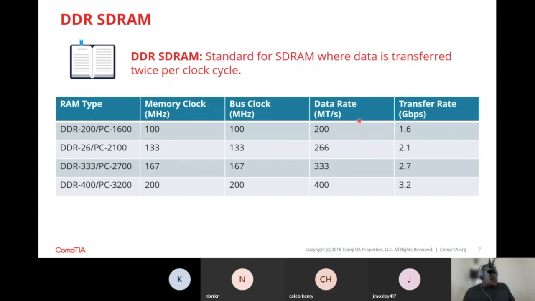So you're talking about, like, based on that, 200 is somehow being converted to 1.6, and the 400 is being converted to 3.2. So there must be some kind of correlation between those two, right? Or calculation. But I don't get it, because 333 is 2.7, but 400 is 3.2. I don't get it. Yeah, we'll have to break the math down.